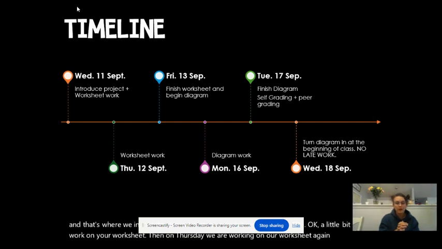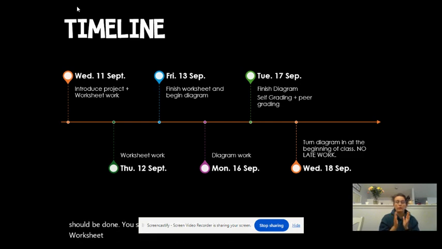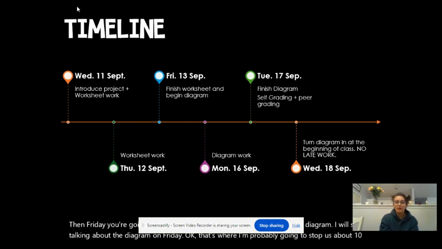Okay, you should definitely be done with the first worksheet on Thursday. Then Friday, you're going to finish your worksheets and you will begin your diagram. I will start talking about the diagram on Friday. That's where I'm probably going to stop us about 10 minutes before class ends, and I'm going to say, here's what our diagram should look like. These are my expectations, and then get you to work on that.